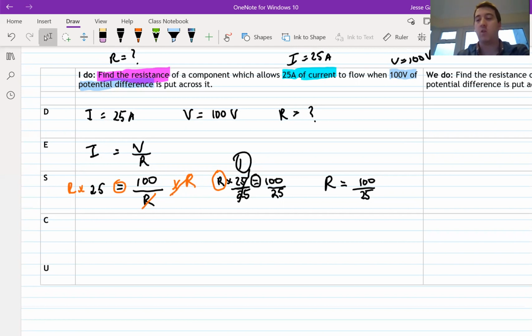Okay, so on the next line now, I've got to calculate. So I've got a sum now, R equals 100 divided by 25. I put that into my calculator and I'm going to get R is equal to 4. So 100 divided by 25 is 4. And what are my units? R is equal to 4. Well, it's resistance, so the units are ohms.